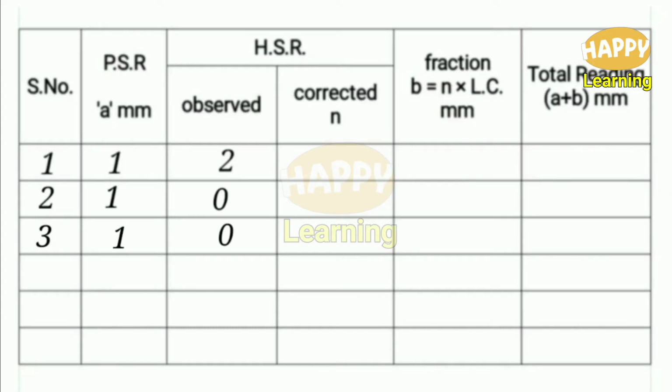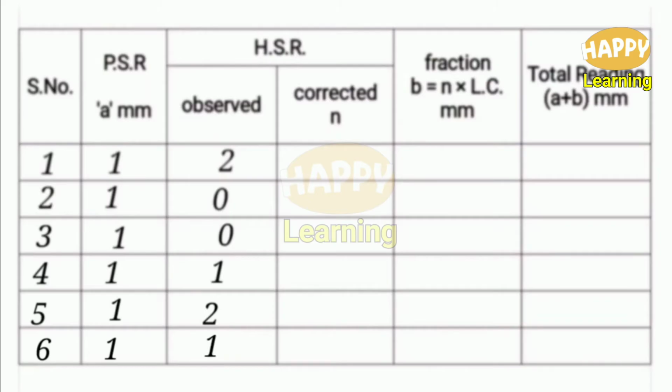Like this, the experiment is repeated for about 6 times and the values are tabulated. Serial number 4, PSR 1 and HSR observed is 1. Serial number 5, PSR pitch scale reading is 1, HSR observed value is 2. Then serial number 6, pitch scale reading is 1 and head scale reading observed is 1.